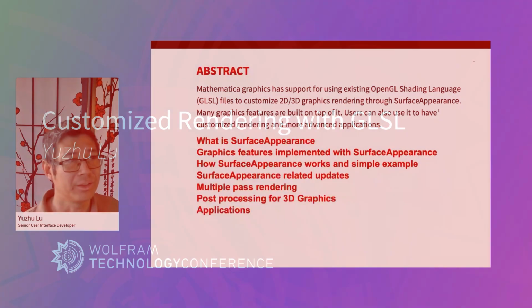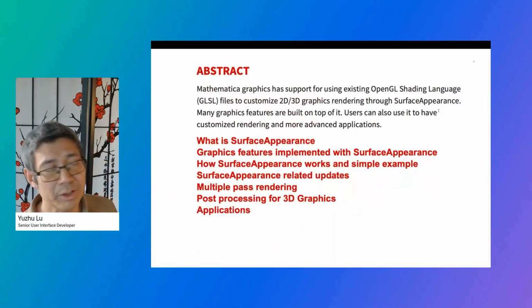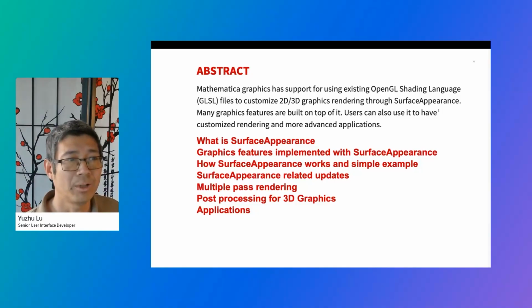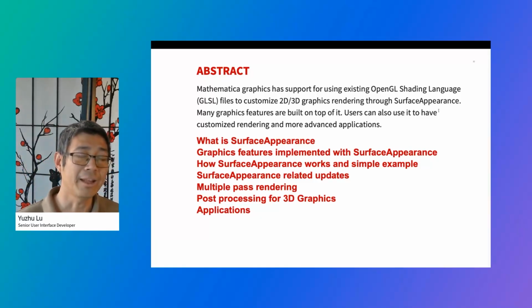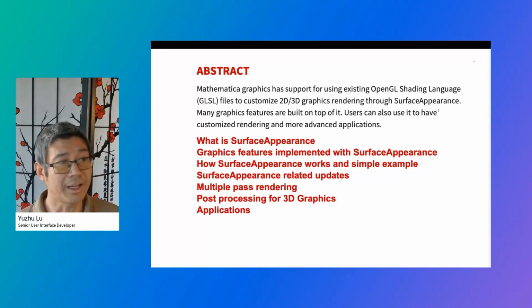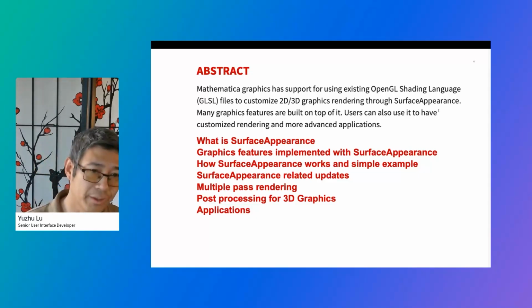So what is GLSL? GLSL is the OpenGL Shading Language, a program running on the GPU, and Mathematica graphics supports allowing users and developers to provide this GLSL file to customize 2D and 3D graphics through SurfaceAppearance. And there are many features built on top of that. Today, I'm going to give a rough introduction to SurfaceAppearance and the features implemented with it.